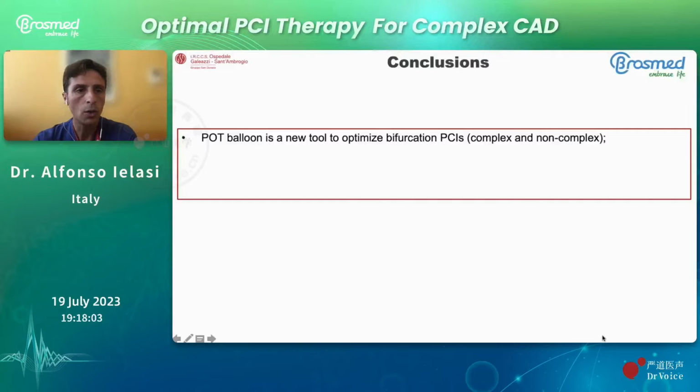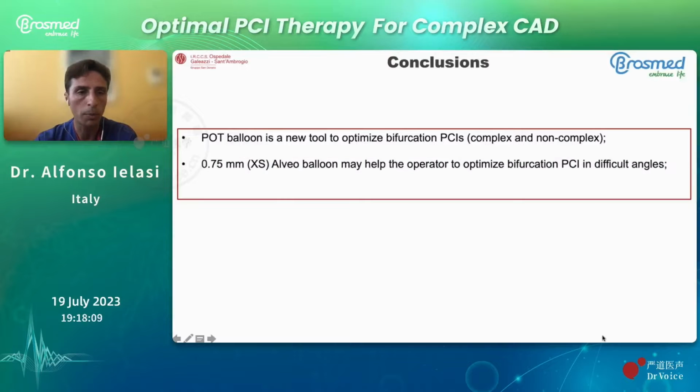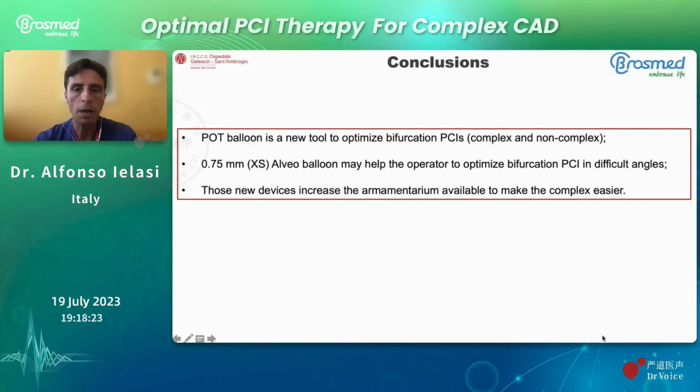So in conclusion, POT balloon is a new tool to optimize bifurcation PCIs in complex and non-complex settings. The 0.75 mm Alveo balloon may help the operator to optimize bifurcation PCI in case of complex side branch angles. Those new devices increase the armamentarium available to make the complex easier.